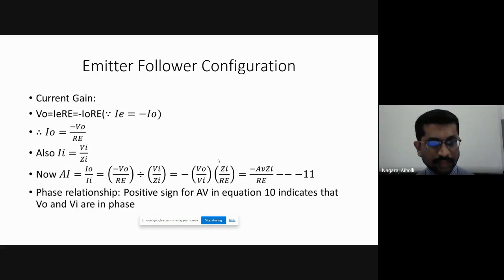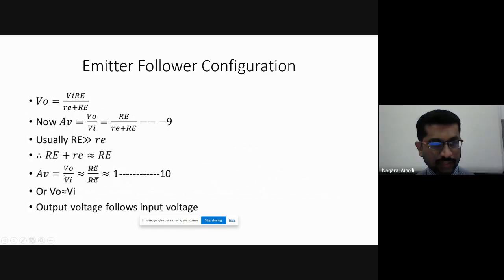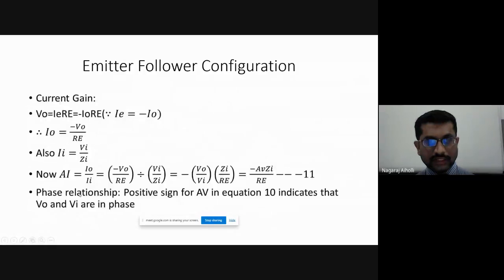Now, what about the phase relationship? If we look into the equation for the gain, V0 is approximately equal to VI. Output voltage follows the input voltage, and the output voltage is plus VI. It indicates that the output voltage and input voltage are in phase with each other. Therefore, the positive sign for AV in equation 10 indicates that V0 and VI are in phase with respect to each other. This is the phase relationship.